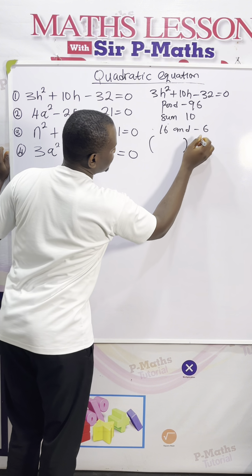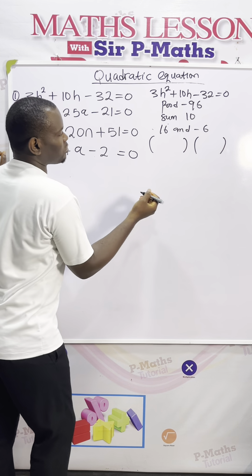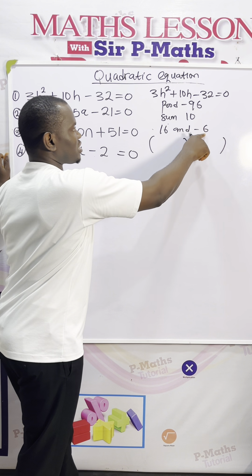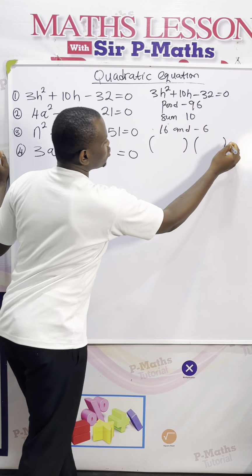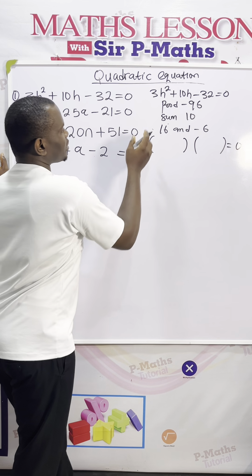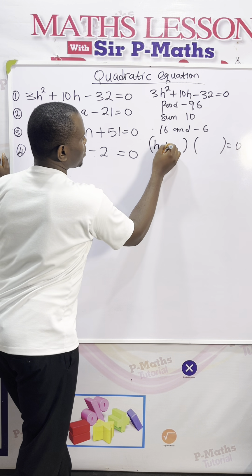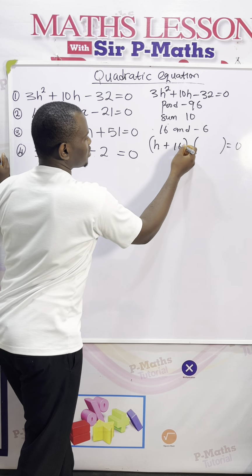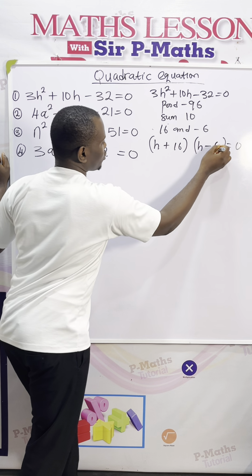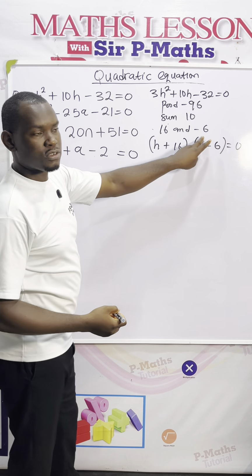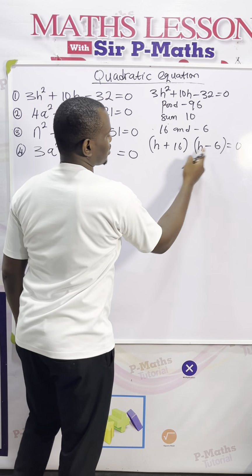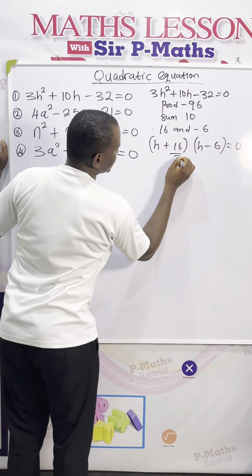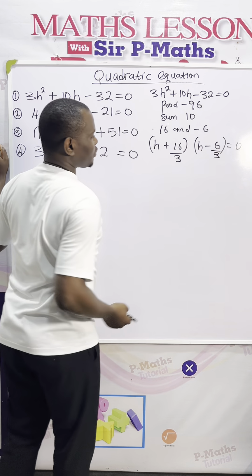So what is the next thing? Just open two brackets for me. At this stage, you have to substitute 16 and minus 6 for 10 in this equation, but we don't do it here. When you open two brackets, equate to 0. Now write h plus 16. You also write h minus 6, the both factors. So next, use the coefficient of the square variable to divide the both constants or factors. Divide by 3, divide by 3.